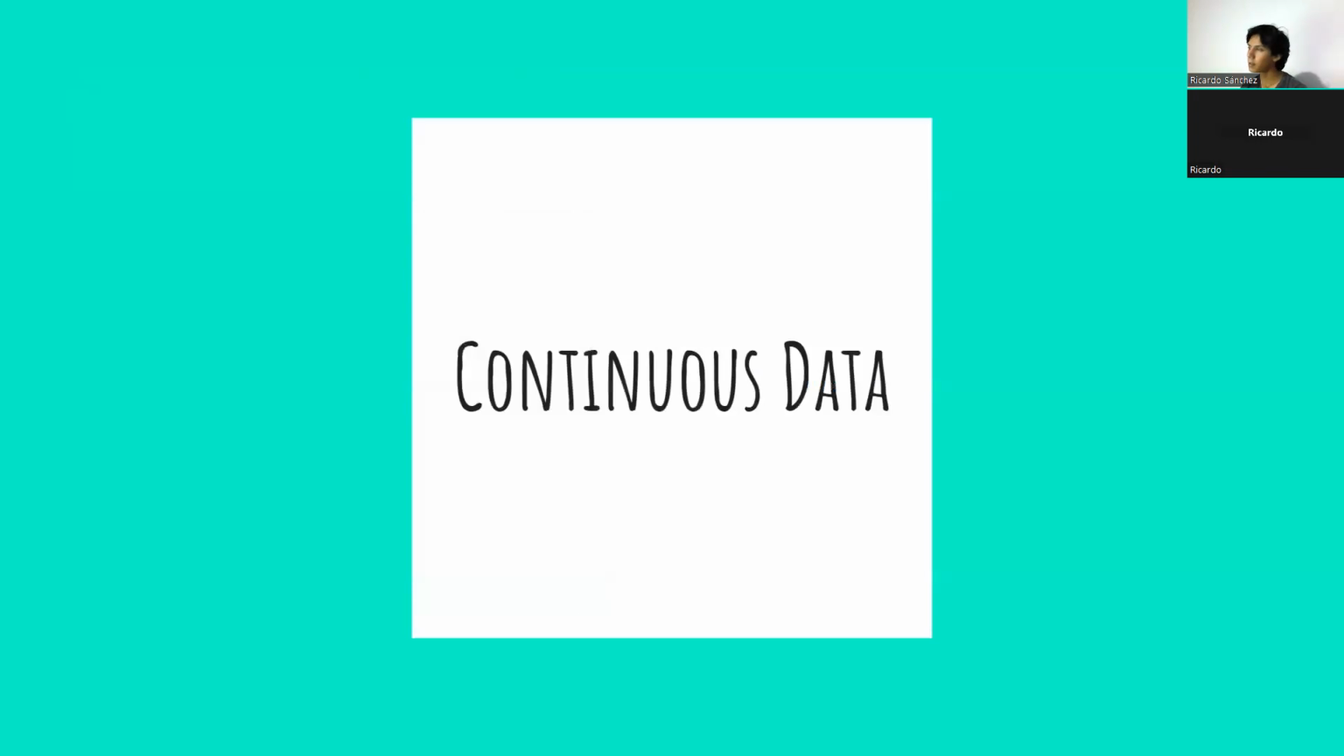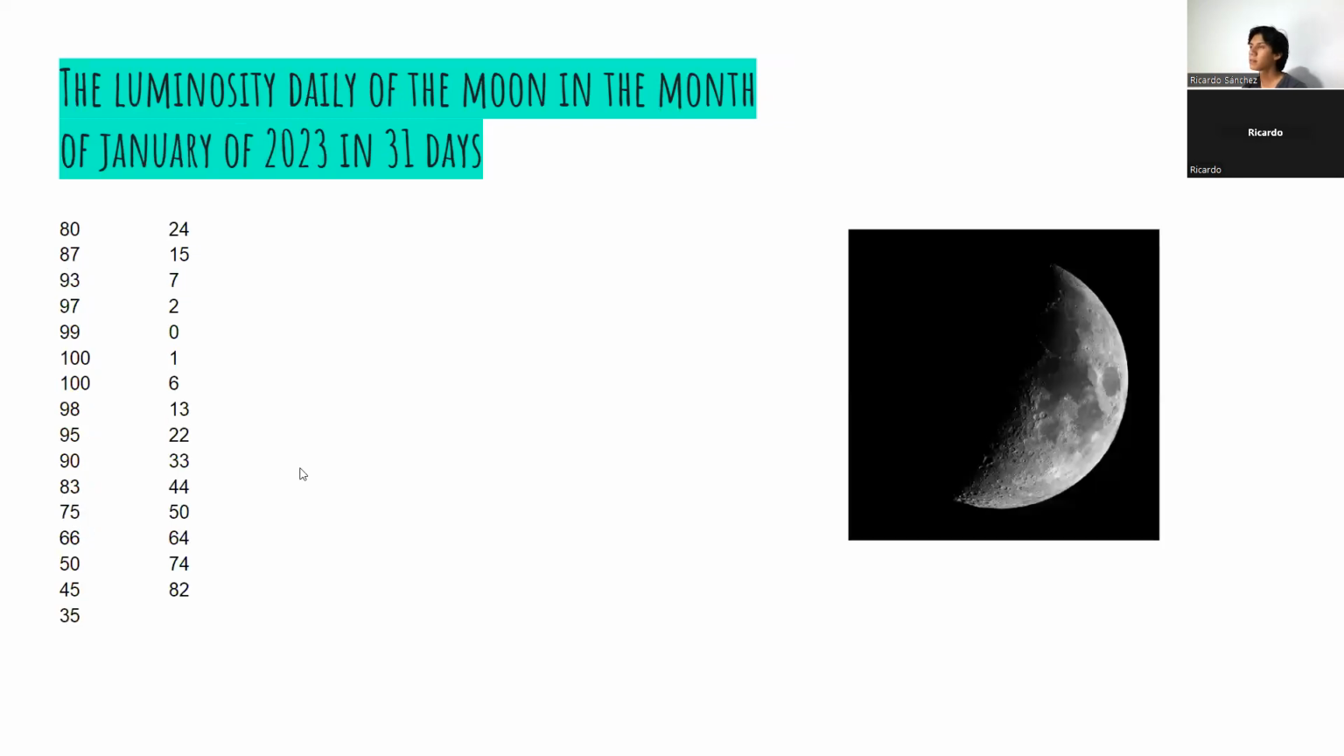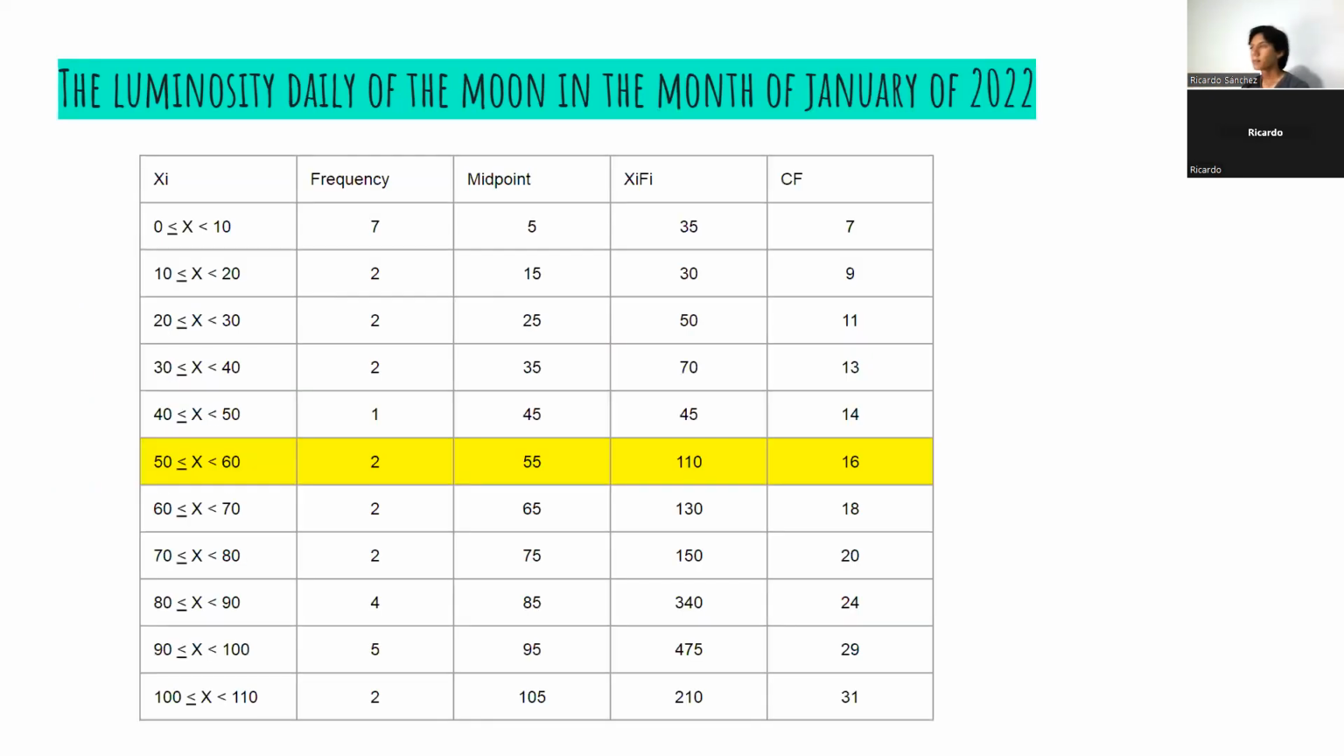Then for my continuous data, I use the daily luminosity of the moon in the month of January of 2022, in 30 days, because those were the days of that month. Here are 31 values, raw data because, as I said, it's not organized. And the same for 2023, 31 values, raw data because it's not organized. Then these two we know, but these three I will explain in a moment.